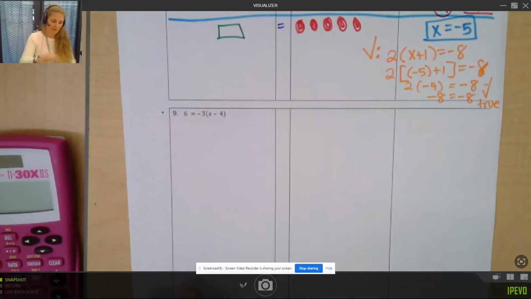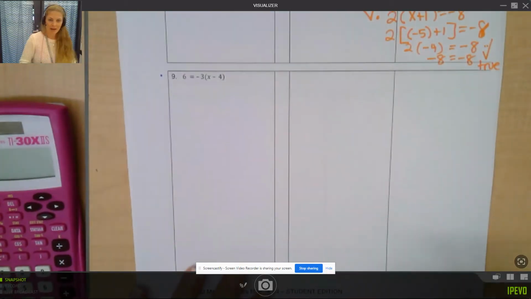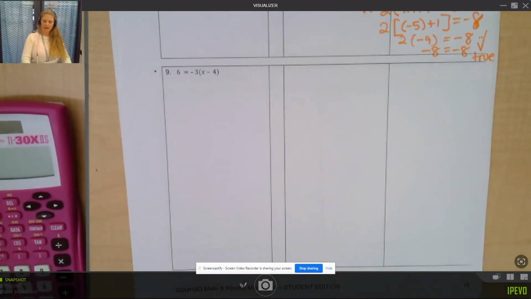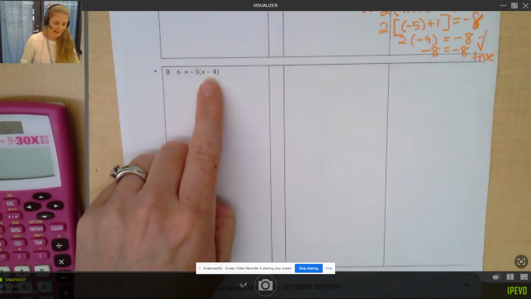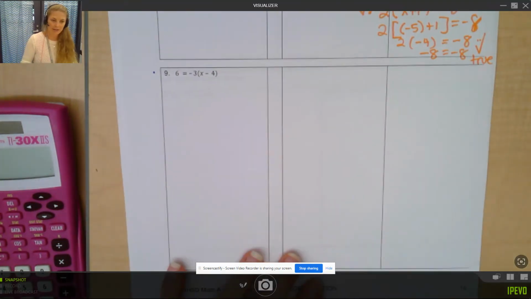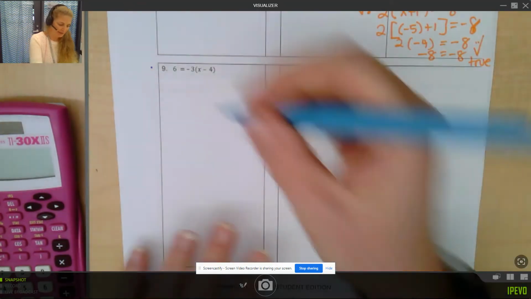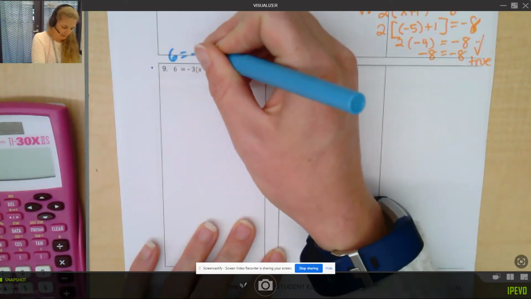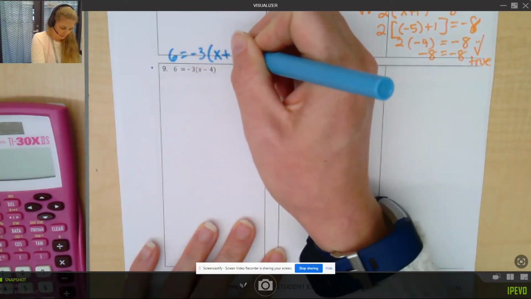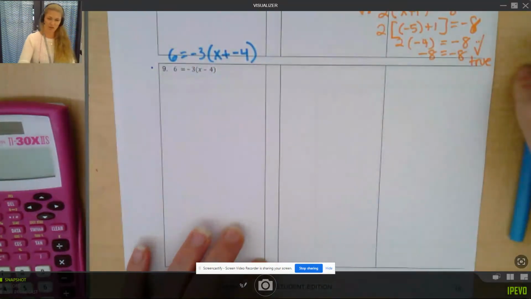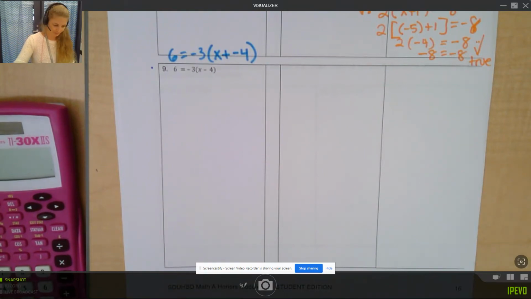One of the last models we're going to be doing together. Taking a look here, this one's going to be very interesting because notice we are taking away groups. So this one is a little more advanced, but nothing that you cannot handle. You're an amazing mini mathematician. So the first thing I'm going to do is I am going to rewrite this as 6 is equal to take away 3 groups of x plus negative 4, just so I don't have to deal with too many 0 pairs here.